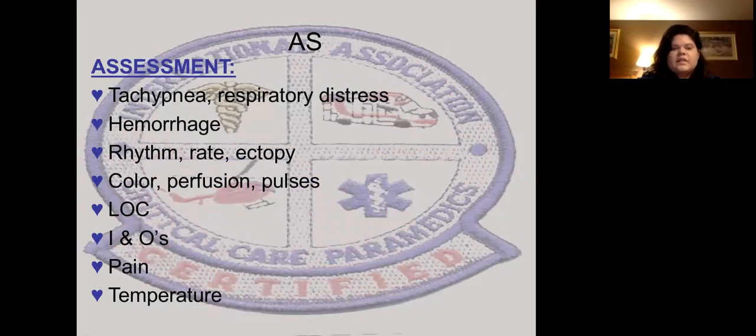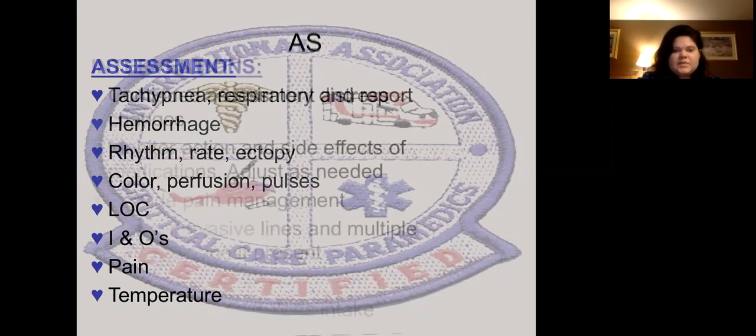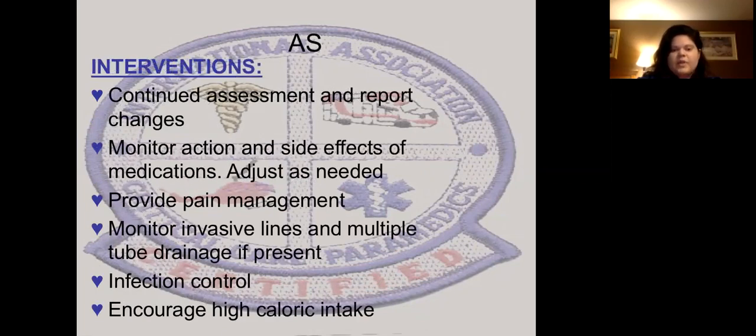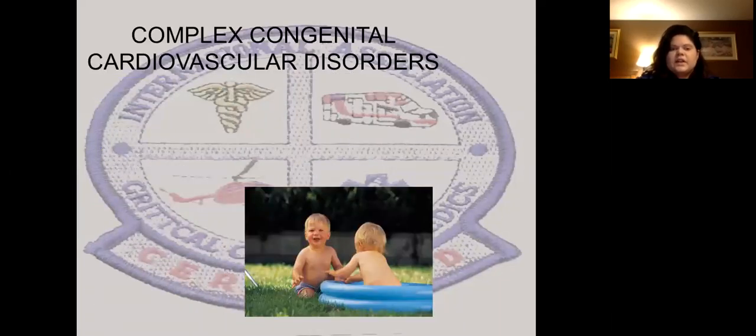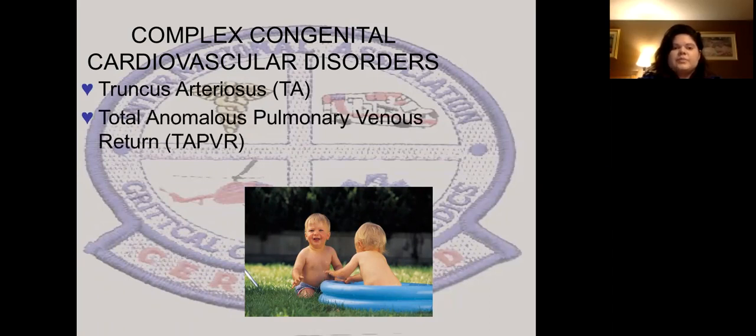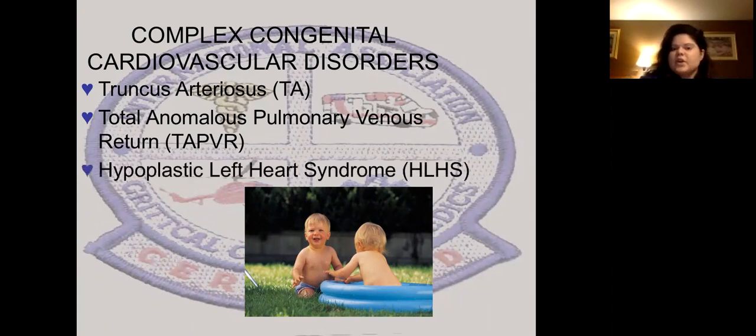The assessment is going to be the same. Monitor for hemorrhage, tachycardia, respiratory distress, tachypnea, rhythm rate, ectopy, same. Interventions, exactly the same. You want to try to encourage a high caloric intake for these patients, and infection control as well. Then we've got complex congenital cardiovascular disorders. So you've got your truncus arteriosus, or your TA, and then we've got total anomalous pulmonary venous return, hypoplastic left heart syndrome.